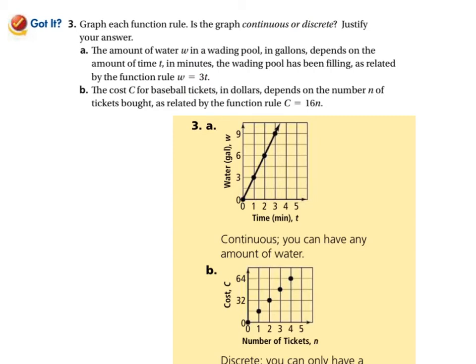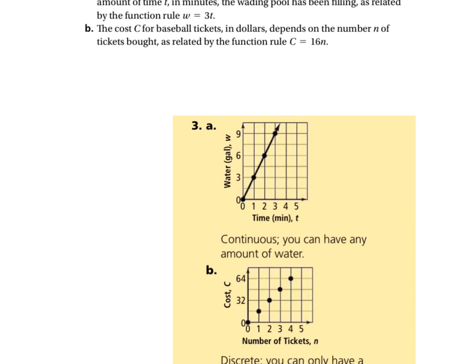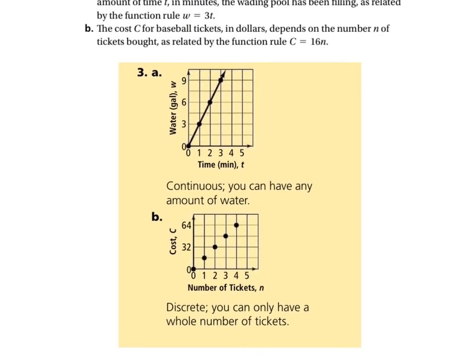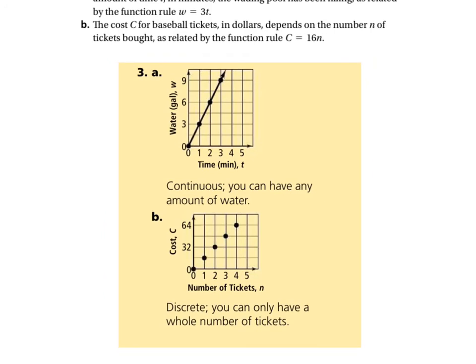Now the second one, the cost, C, for baseball tickets in dollars, depends on the number, N, of tickets bought, as related to the function rule here. C equals 16N. So our input, N, number of people, times 16, so $16 a ticket. You have to buy whole tickets. You can't buy part of a ticket, like, oh, we're just going to let in Grandpa's foot, right? And I'd like to buy 1/10 of a ticket for Grandpa's foot. Now, is that gross, but it's also weird. You have to buy whole tickets. All right, so that one makes it discrete.